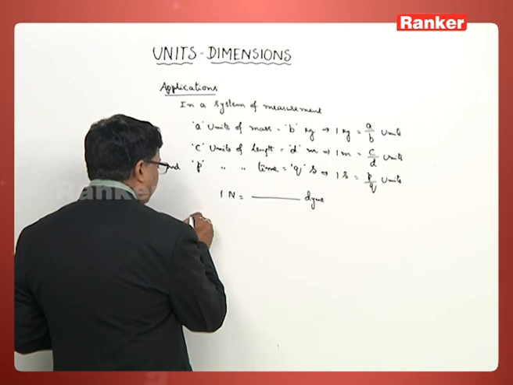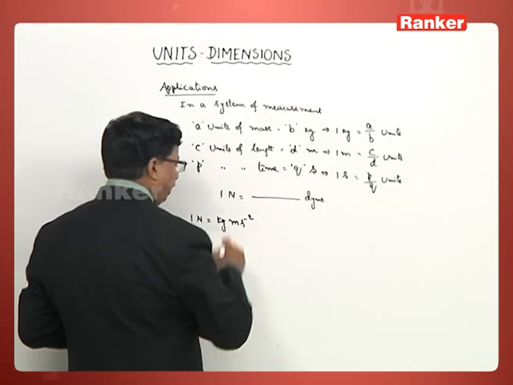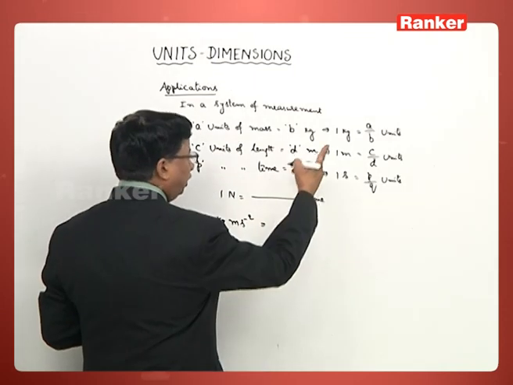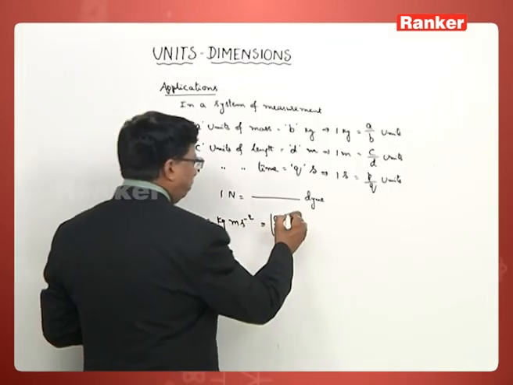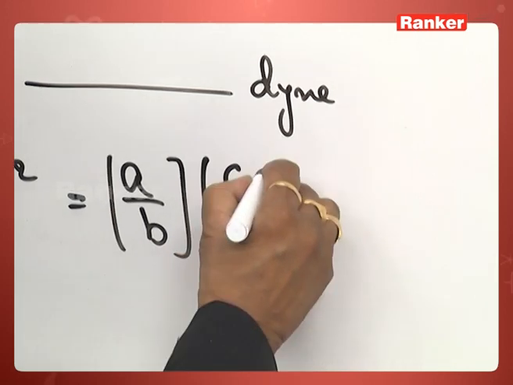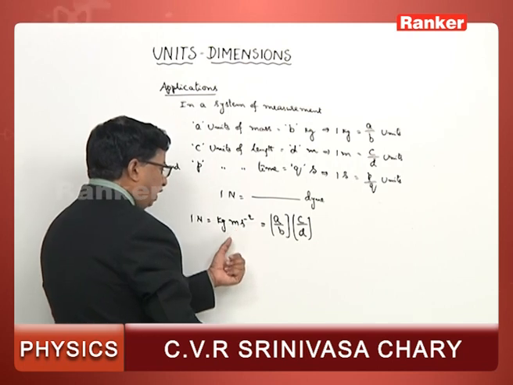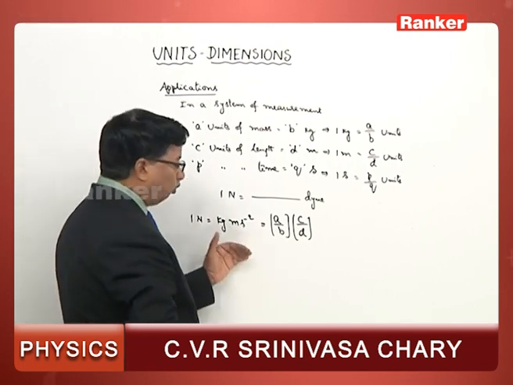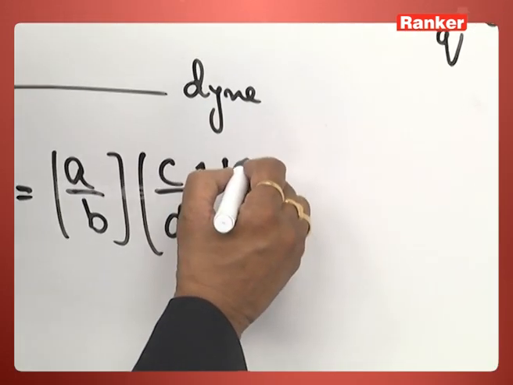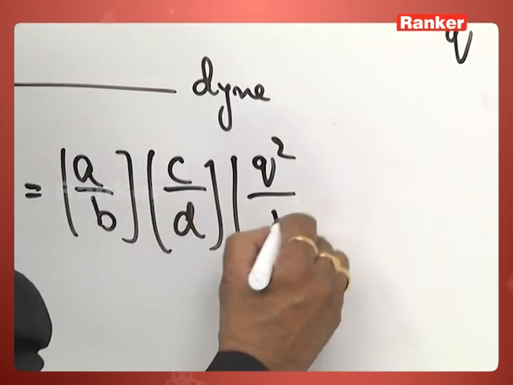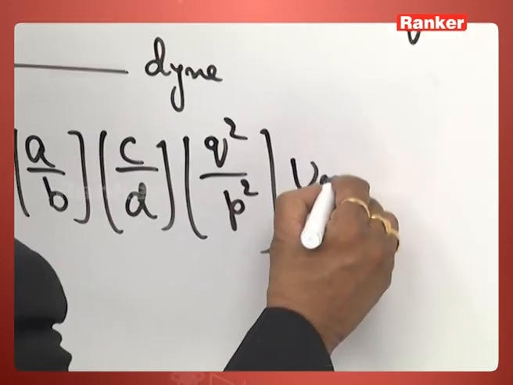You can directly understand that a Newton is kilogram meter per second square. Now, a kilogram is A by B units. 1 meter is C by D units. 1 second is P by Q, but second square is to be taken in the denominator. So, P square by Q square in the denominator, I can reciprocate that while bringing it to the numerator, Q square by P square. So 1 Newton is equal to these many units.